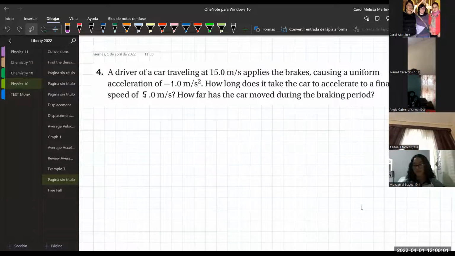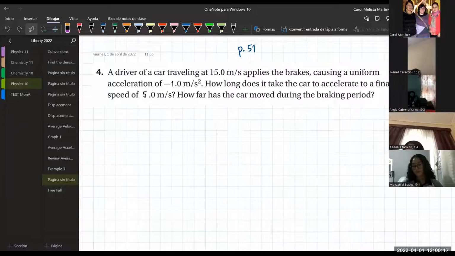Okay, so this is not the exercise from the book. This is not from the homework. This is just an example. Okay, so this example is based on exercise 4 from page 51.